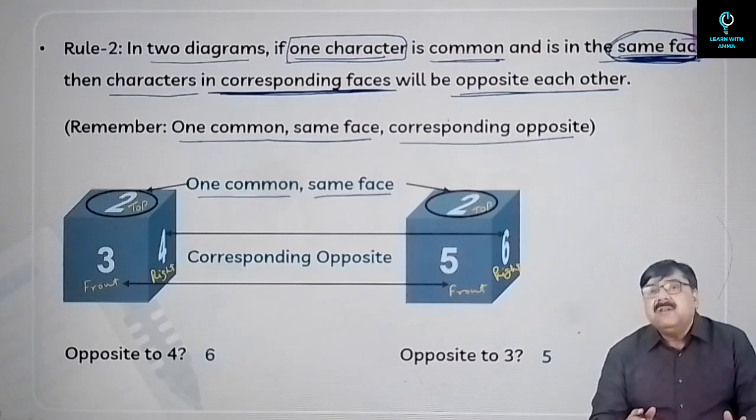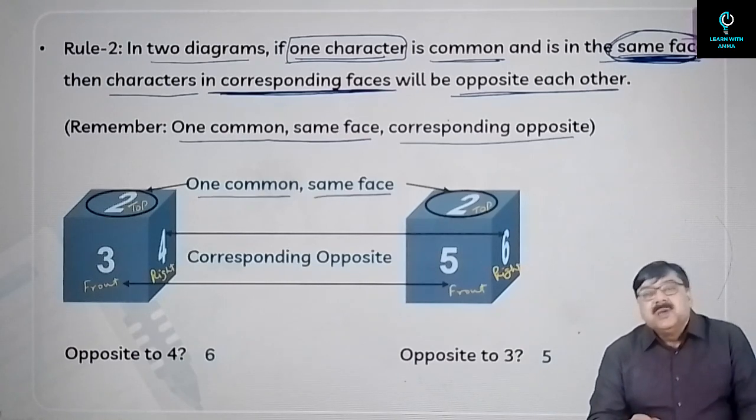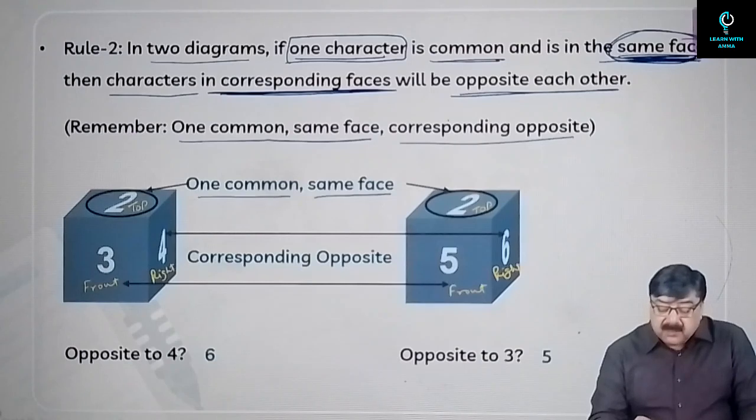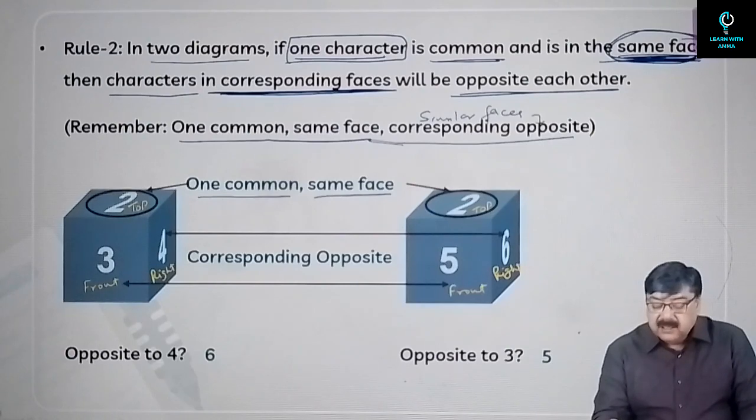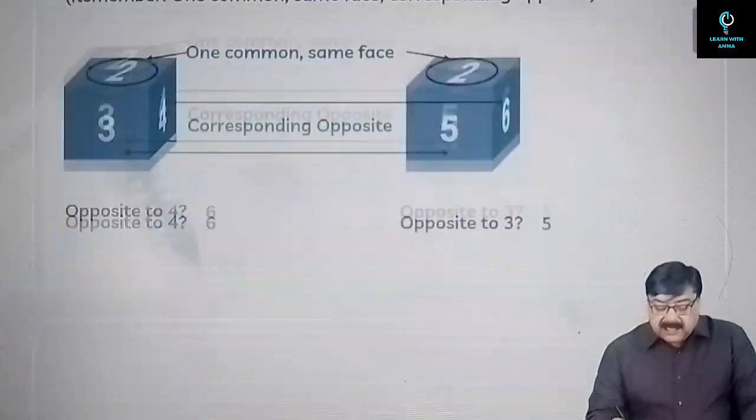Now, if at all you are uncomfortable with the word corresponding and you are not able to relate to it, in that case, you can memorize it as one common, same face, similar faces will be opposite. So similar faces, opposite. So you can say that also. Now let's take up another example and register this rule 2 properly into our mind.